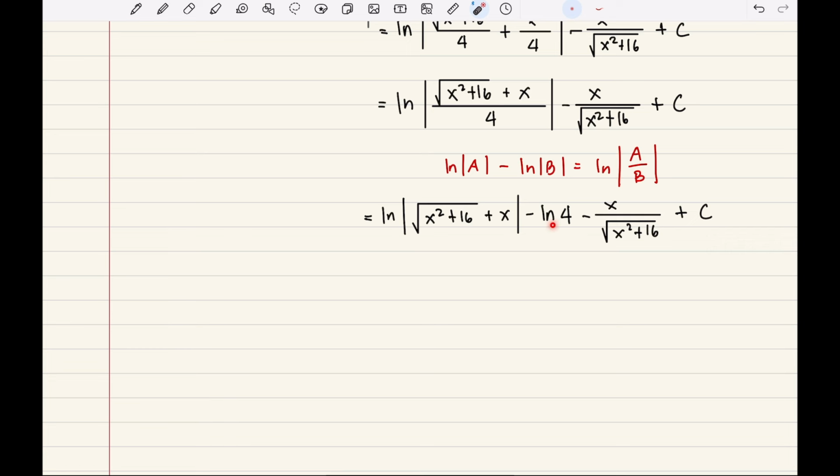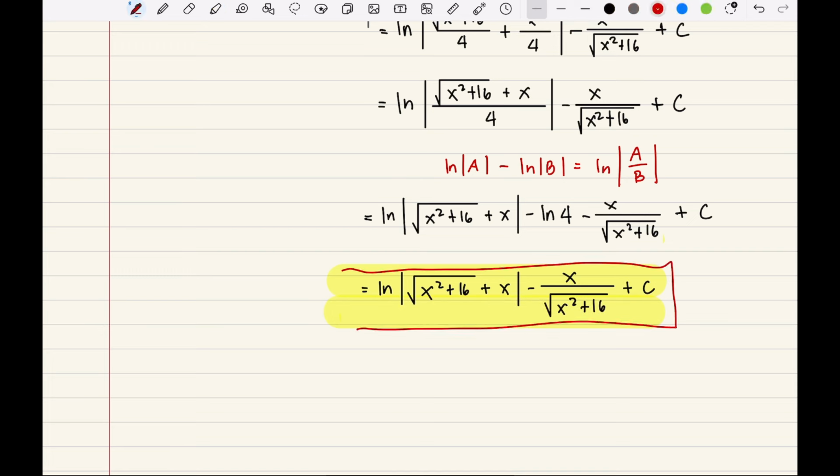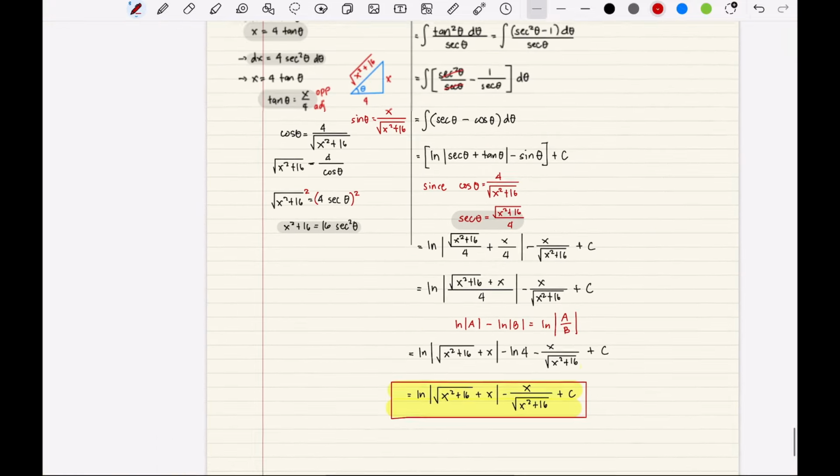And then since ln of 4 is a constant, pwede na natin siyang i-combine dun sa ating constant of integration. So we have the answer ln of square root of x squared plus 16 plus x and then minus x all over square root of x squared plus 16 plus c. And this can be our final answer. Again, other simplifications or other transformations ng ating final answer, pwede nyo pang explore, but for now, this will be enough. So this is now the solution for sample problem number 5.